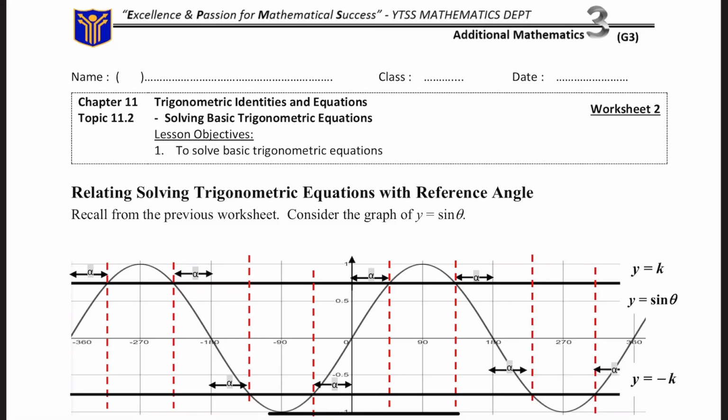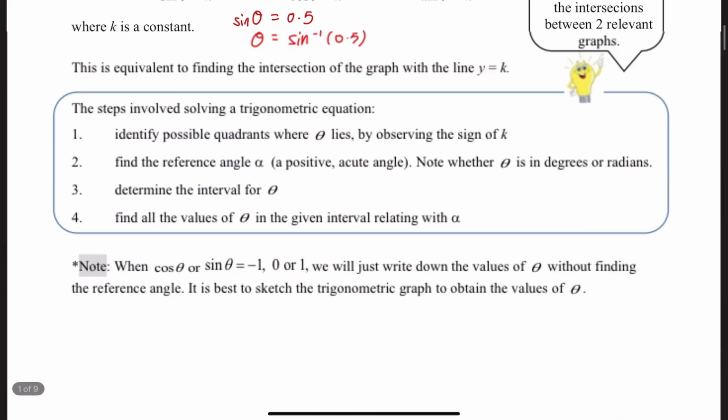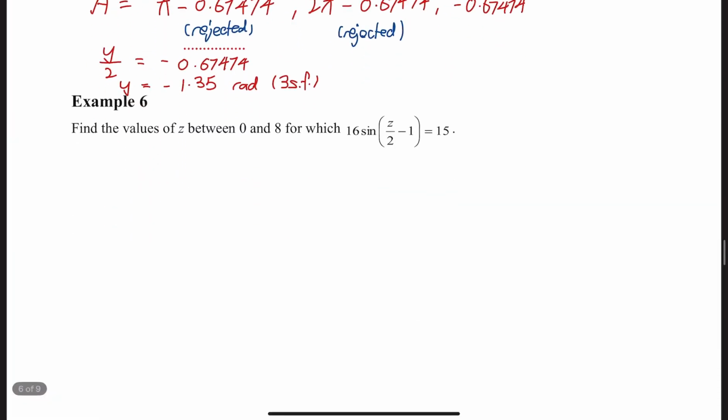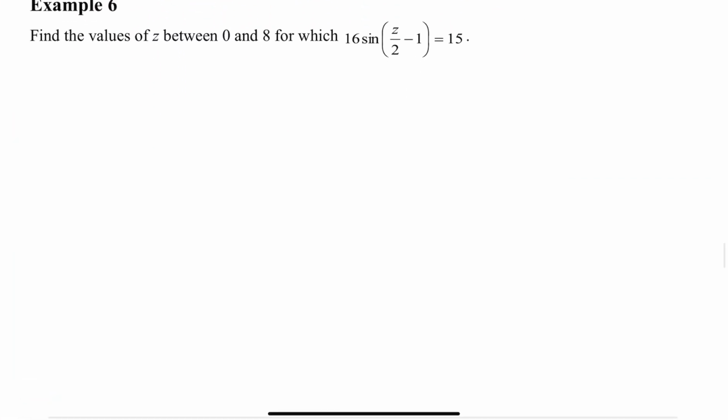Hi everyone, in this video I'll be going through chapter 11 worksheet 2, the last part of this worksheet, example number 6. So let's look at example number 6 directly, which is where I stopped previously. Alright, let's look at example 6 now. Find the values of z between 0 and 8 for which 16 sine (z/2 - 1) equals 15. So I'm supposed to solve this equation and find this value of z, which is an angle.